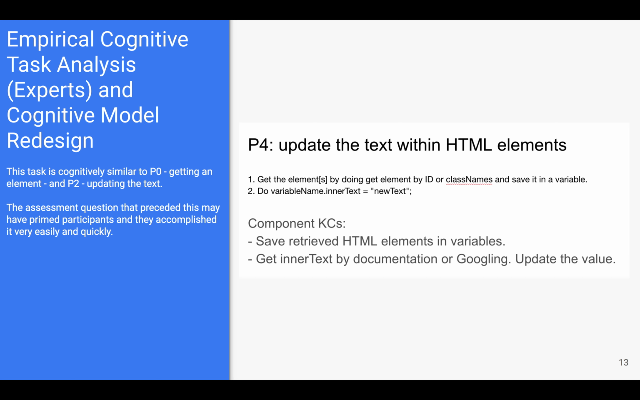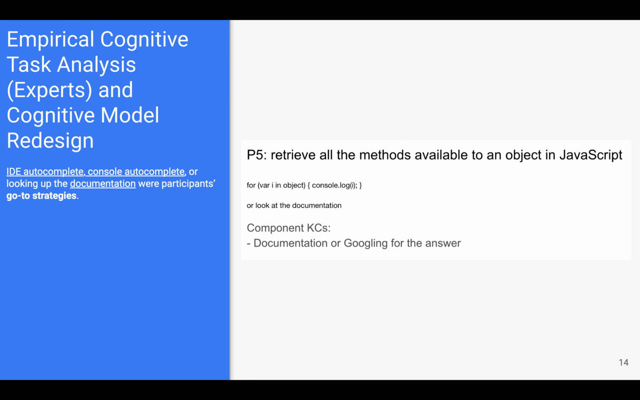P4, which is a complex skill, incorporated both P0 and P2, and students seem to succeed on this in the pretest and on the post-test because they may have been primed during the assessment. And this was pretty consistent throughout the development of this instructional module. And lastly, this item was removed from the eventual instructional module. However, IDE autocomplete, console autocomplete, or looking up the documentation were taught to students as a result of experts doing these actions when they were solving problems in expert CTA.